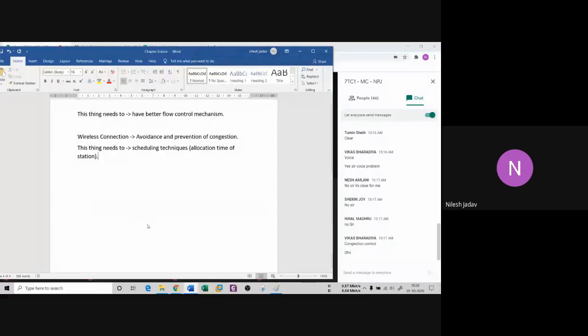Okay, no issue. Okay, so we're gonna take the third problem of fourth generation. It is multi-access interface and timing and recovery.